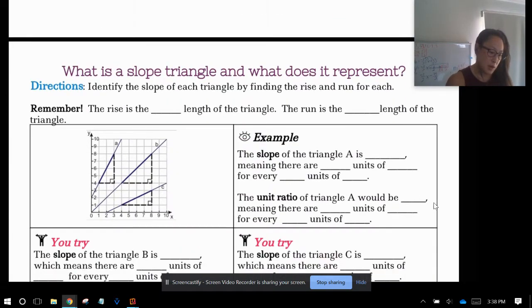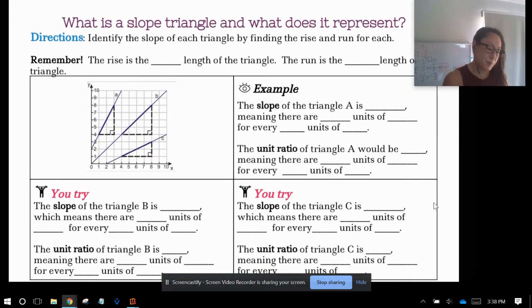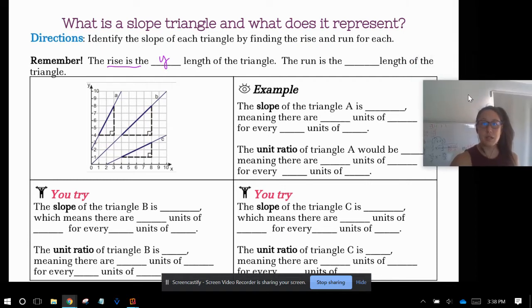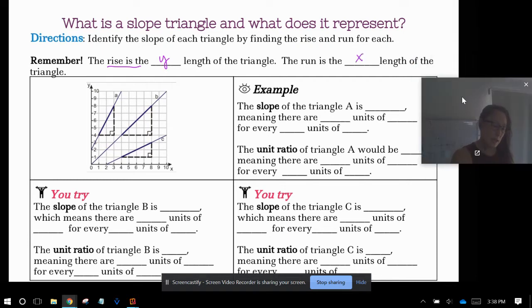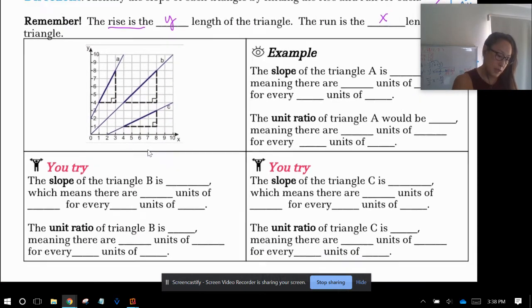Okay? All right, so we're going to look at a ratio as a slope. The rise is associated with the y length of the triangle, and the run is associated with the x length of the triangle. So it looks like this. The rise is the y, so the change in y, and the run is the change in x. Okay, the little triangle thing means change. So let's do example A, and then you guys can do B and C.